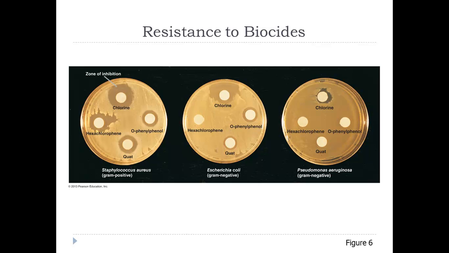This is a picture showing you the resistance to biocides. And again, gram-positive versus gram-negatives. You can see in this one, gram-negative, Pseudomonas is really resistant to a lot of different biocides. E. coli, a little bit of resistance to chlorine. You can actually see the resistance there. And then, of course, we see a lot more, not resistance, but a lot more susceptibility here, and then you see a lot more susceptibility here with Staphylococcus aureus.